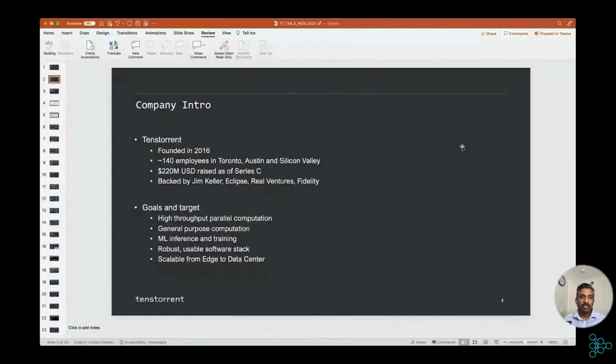The goals of the company is to really create a very high throughput parallel computation AI machine, which can be used for general purpose as well as for ML inference and training. Also, we want to make sure that we have a very robust, useful software stack, which can really cater to the ML needs. And also, we want to make sure that the solution really scales from edge all the way to data center.